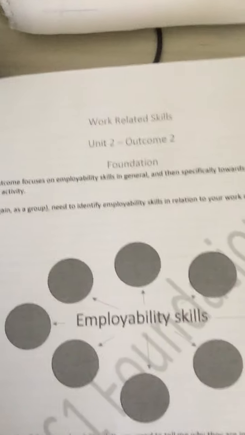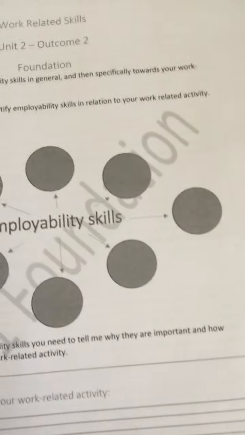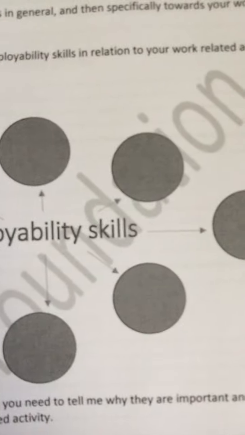Outcome 2 is asking you to look at employability skills. This again asks you to do this in a group, but if you can't, do it by yourself. If you want, feel free to do it online with a group of people so that you can do it all together. Okay, so think about the project you are intending to do.